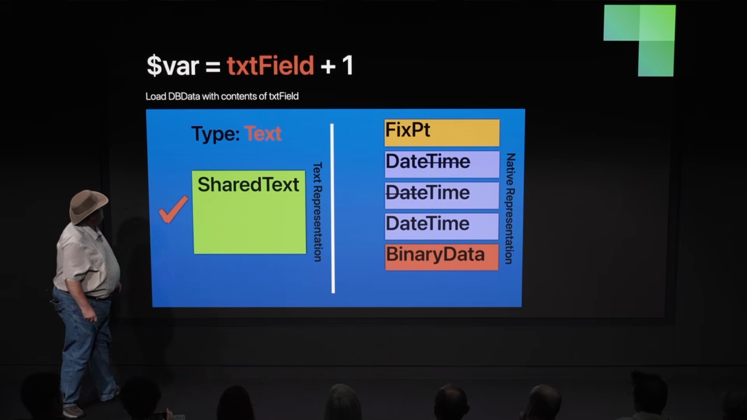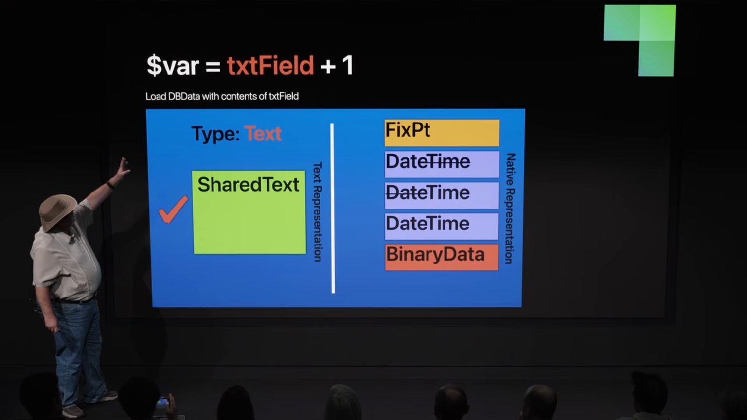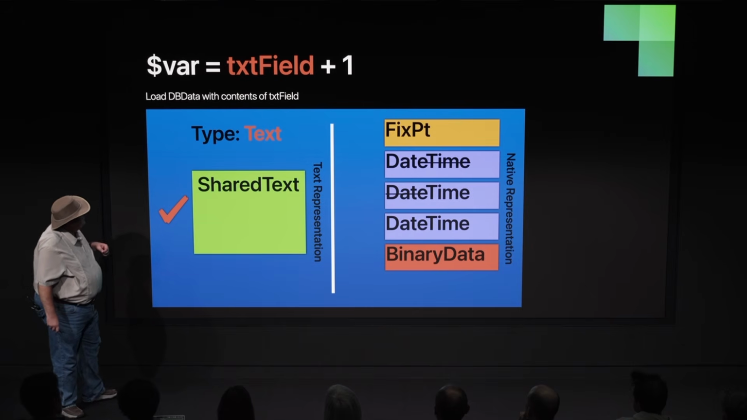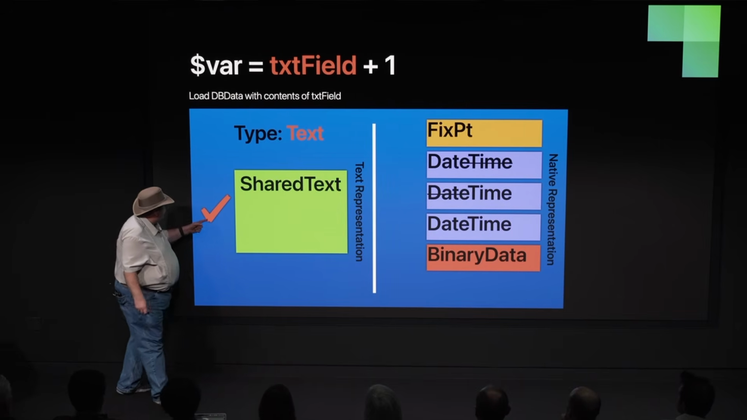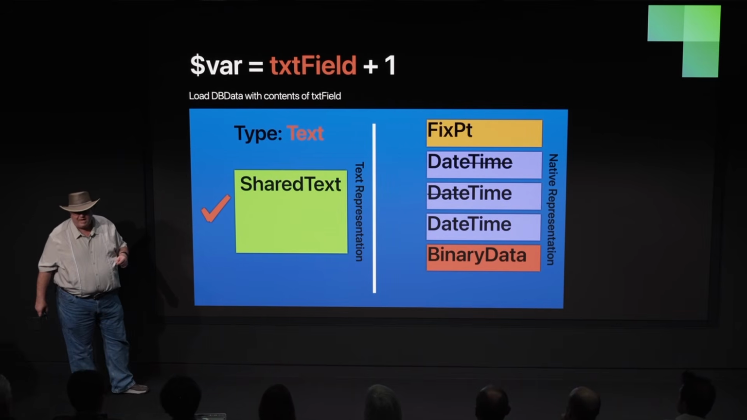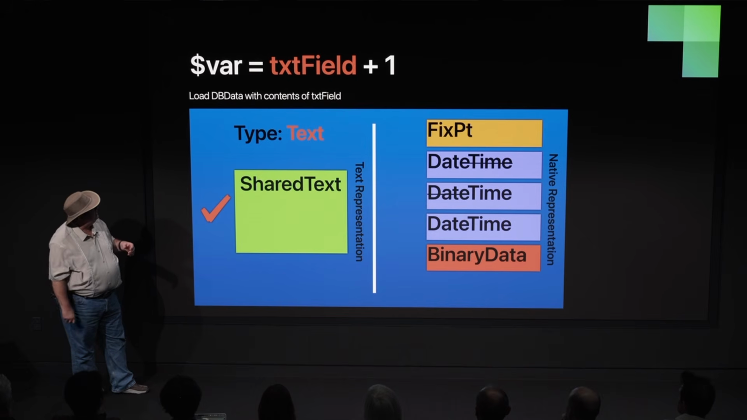So up here we're executing this calc. The first thing is that we're referencing a field, so it's a text field. We grab the text off the disk, load it into the shared text object, and then in the DB data it's marked as valid now. The text is valid. And that's the first step.